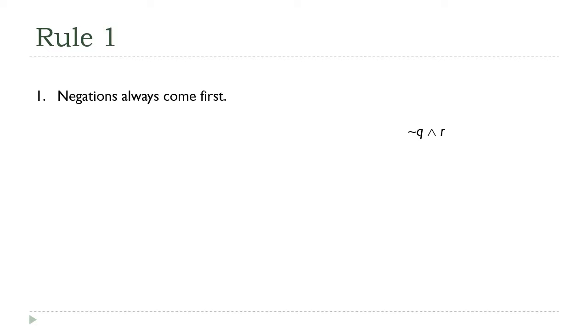Right, so looking at this here, we have two possible ways this could be interpreted. We could think of this as the negation of Q and R, or you could do the and first. Well, because negations always get done before everything else, this is not the version that we're going to go with, and this one is. You would do the not Q and then evaluate the and.